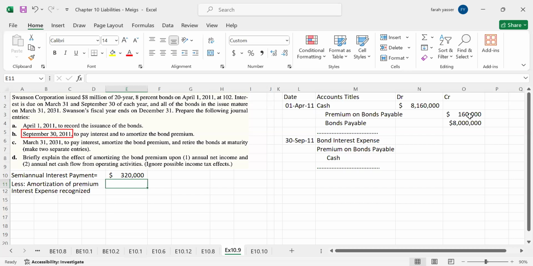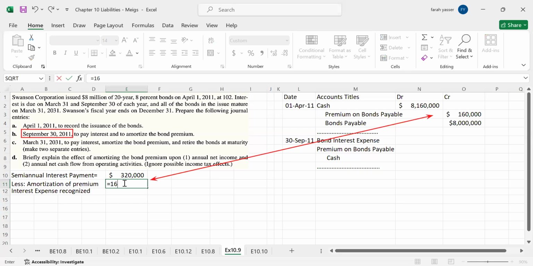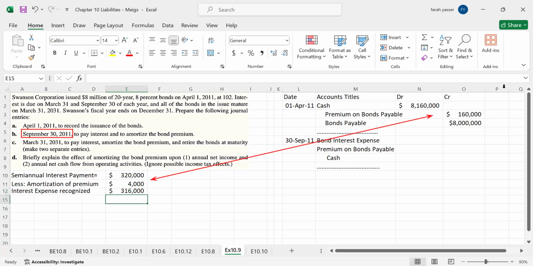The total premium is $160,000, so we are going to amortize it. How? This $160,000 will be divided by 20 years, because the total time to maturity is 20 years, and since we are using semi-annual payments, we divide it by 2. So this is the $4,000 amount. The amortization of premium basically decreases the interest expense recognized in the income statement. We have discussed this in detail in the previous lecture. So we deduct this amortization amount from the total interest payment, minus 4,000, and we get $316,000.